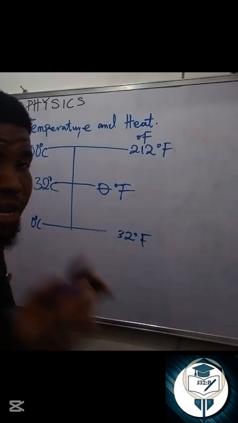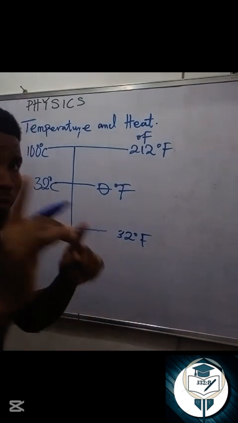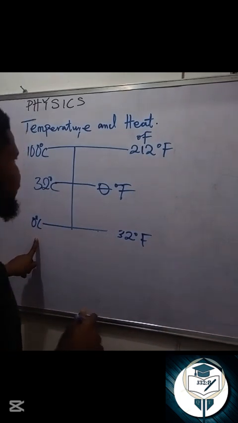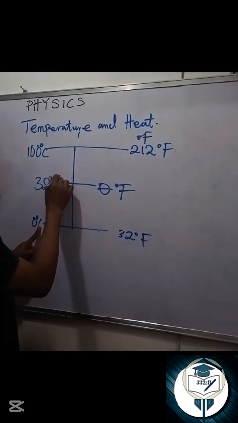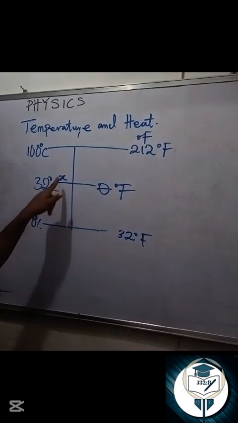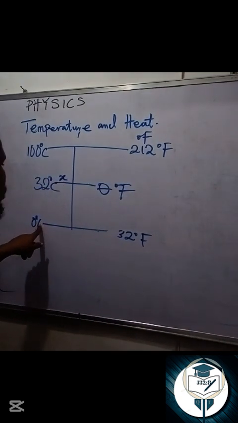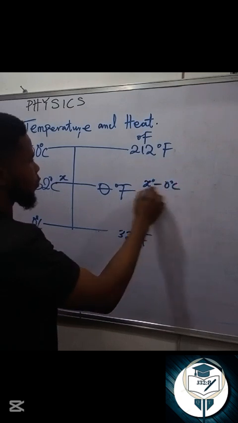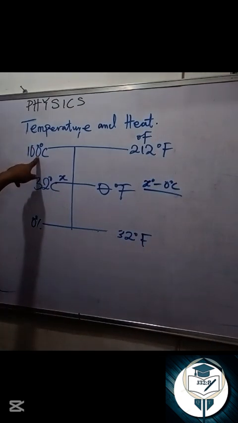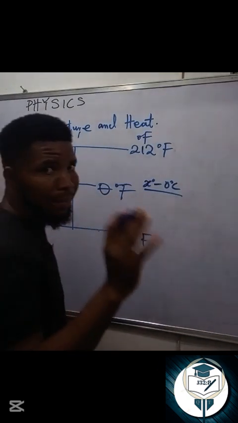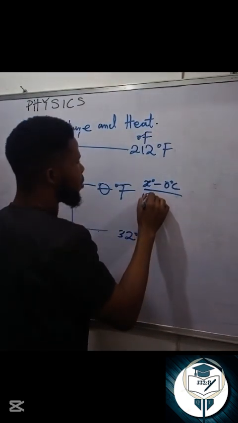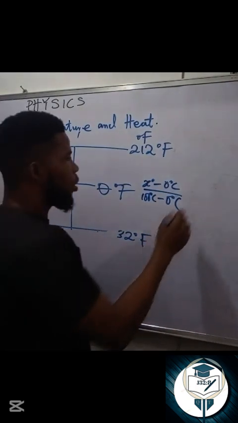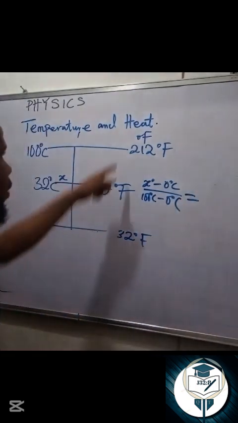That it helps us to create a very, very important formula. So this formula, what is this minus this, this minus this. Let's just call this place x. This minus this will give you s minus 0 over this upper fixed point minus lower fixed point, which is the fundamental interval. So that's 100 degrees Celsius minus 0 degrees Celsius. Are you seeing that? So that is equal to the same thing here.